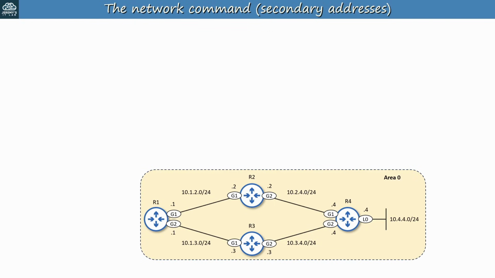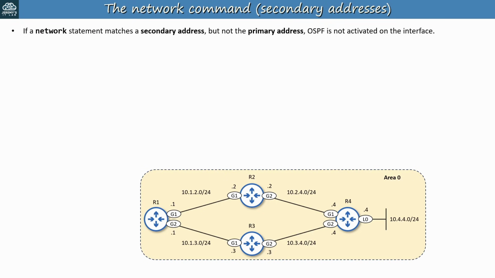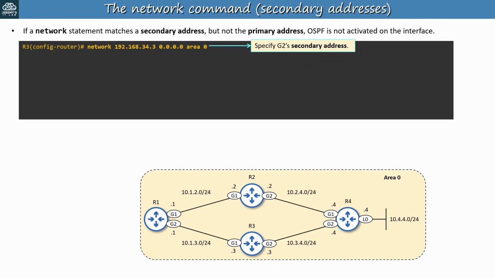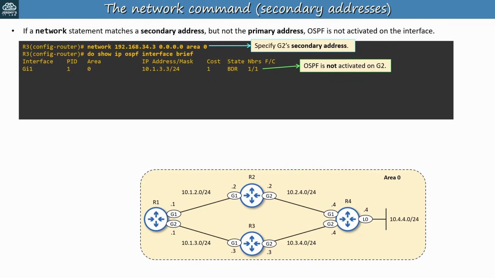And one more point about secondary addresses. If a network statement matches a secondary address, but not the primary address, OSPF is not activated on the interface. Let's confirm with R3's G2 interface. I configured a network command specifying G2's secondary address, 192.168.34.3. In the output of show ip ospf interface brief, you can see that OSPF is not activated on G2 yet. That's because there is no network statement matching the primary address.